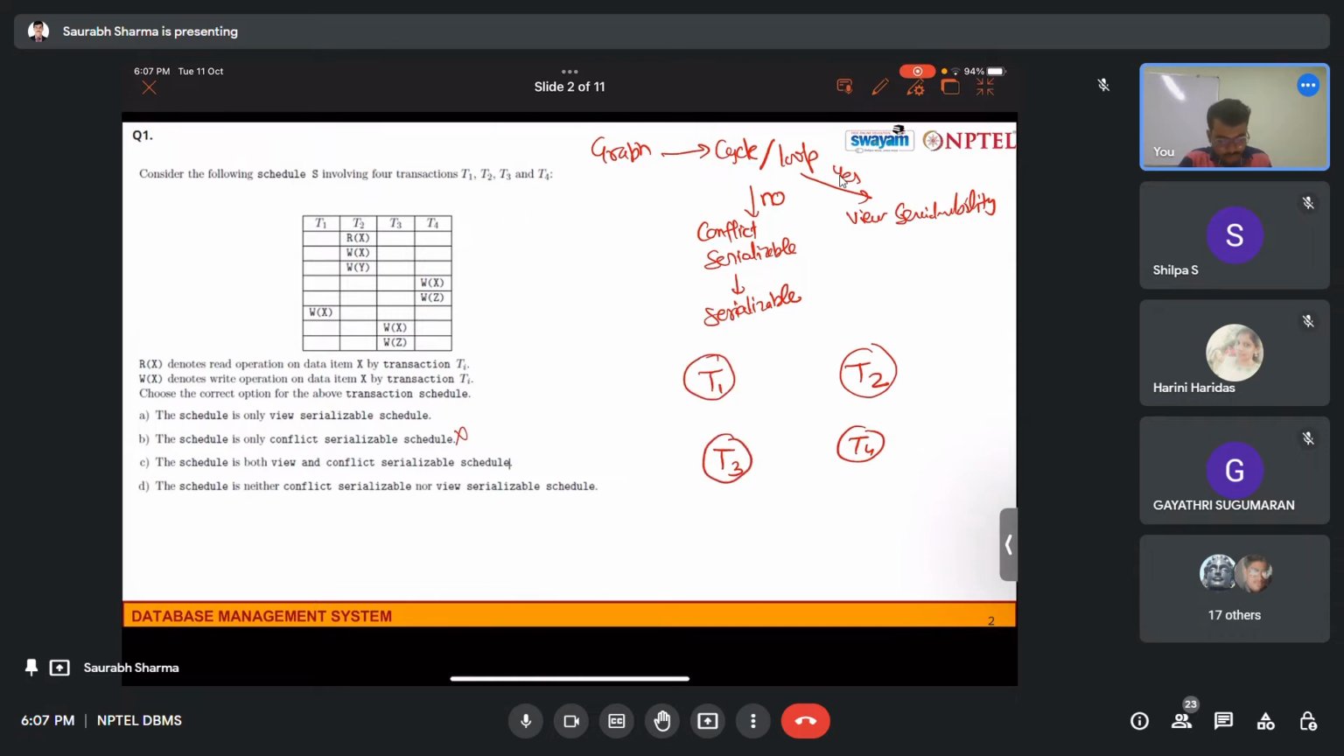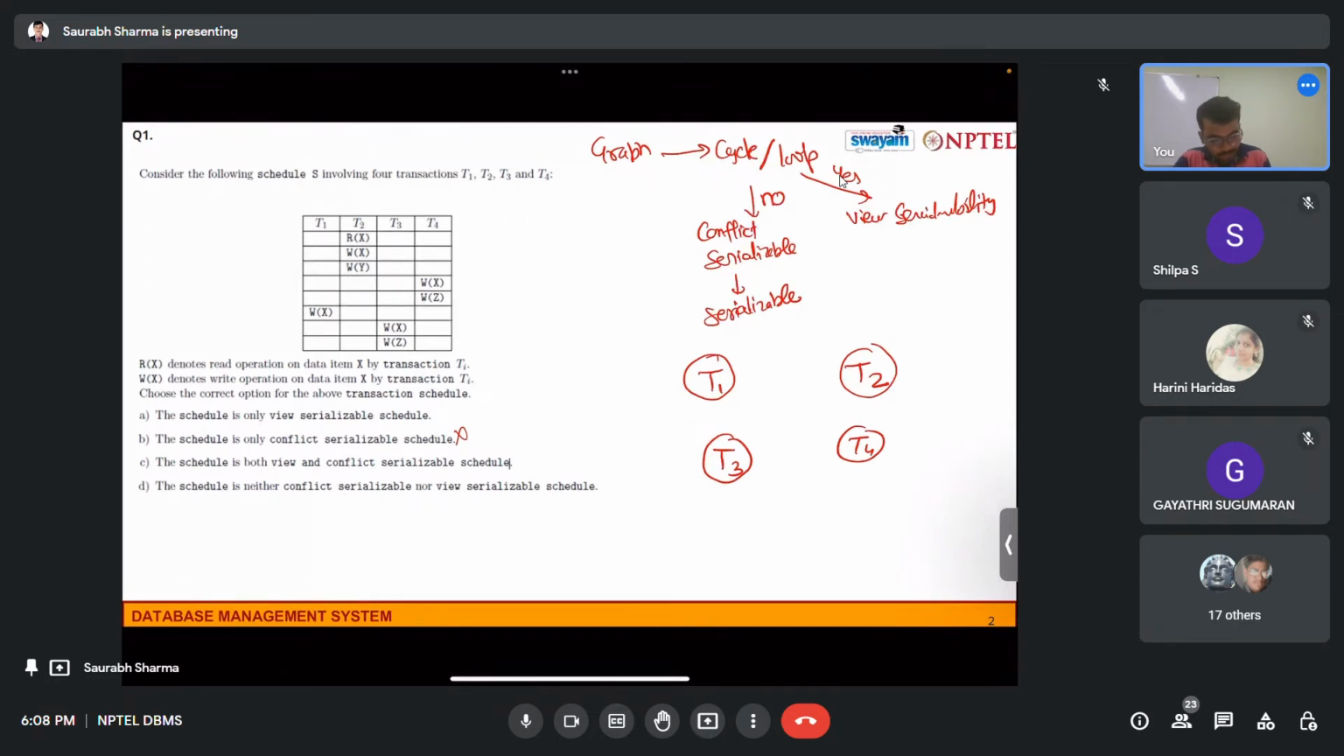Now we have to search for conflicting pairs. Conflicting pairs means operations that happen on the same data. If there are only read operations, there will be no conflict. The conflicts we have to look for are write-read, read-write, and write-write, but in different transactions.